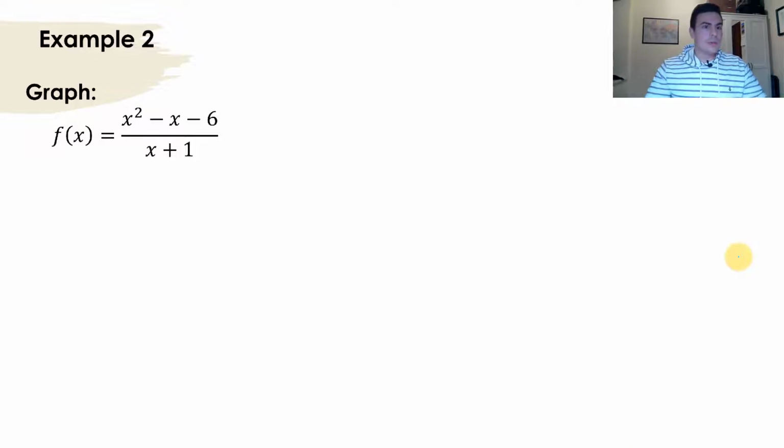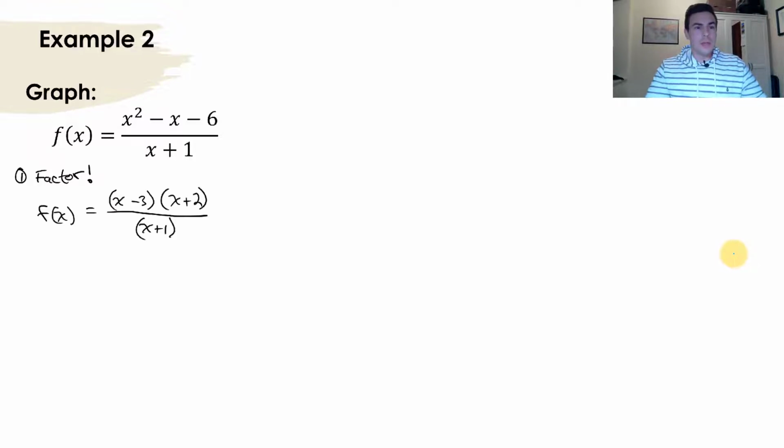Second example, we've got x squared minus x minus 6 all over x plus 1. Same thing, we want to factor first. Every single time we want to see what we can factor before we get going here. So I'm going to factor the numerator into x minus 3 and x plus 2, and the denominator stays the same. We're going to identify our vertical asymptotes, again by setting the denominator equal to 0, and we'll get x is equal to -1 again.